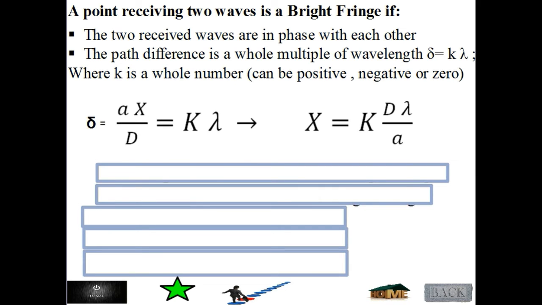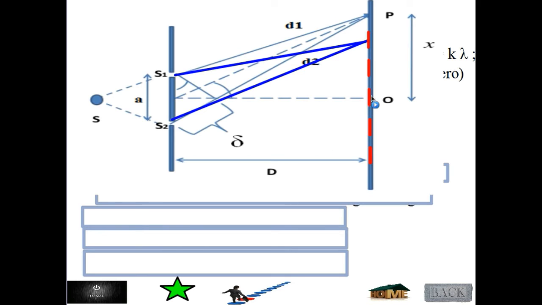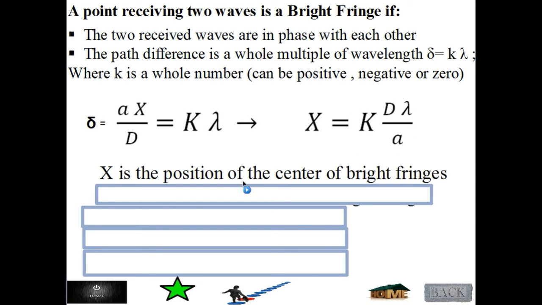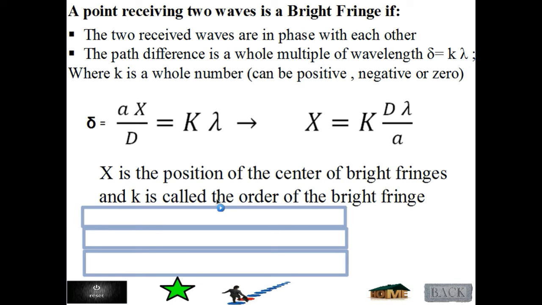This is the zero bright fringe. This is the first bright fringe. This is k1, and this is k2. This is the second bright fringe. Then x equals 2 lambda D over a. x is the position of the center of the bright fringes, and k is called the order of the bright fringe.